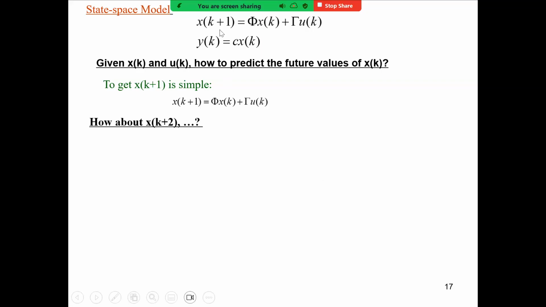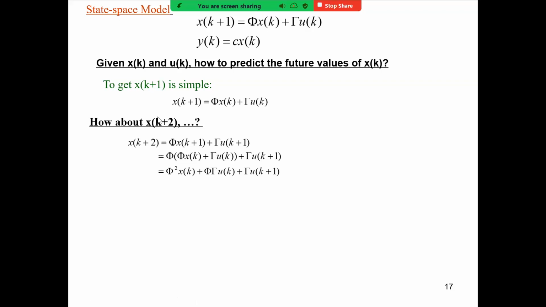You have this equation. Do you know how to get x_{k+2}? You just use this equation again, so x_{k+2} equals Phi times x_{k+1} plus Gamma times u_{k+1}. Is that clear? Then I already know how to predict x_{k+1}, so I just plug it in. So if I know x_k, I can predict x_{k+1} and x_{k+2}. Of course, we also know all the input signals. We have to know the input signals, otherwise we cannot predict.